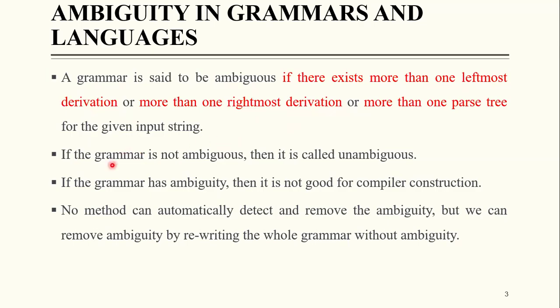If the grammar is not ambiguous, then it is called unambiguous. If the grammar has ambiguity, then it is not good for compiler construction. Also, there is no method that can automatically detect and remove the ambiguity. But we can remove ambiguity by rewriting the whole grammar without ambiguity.